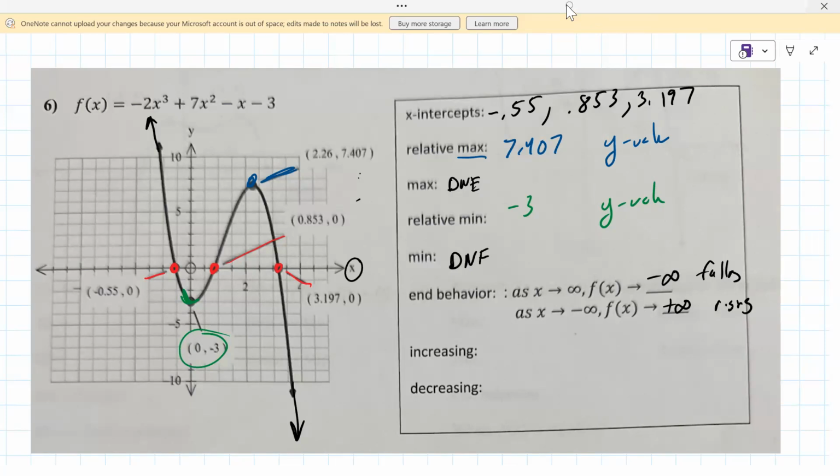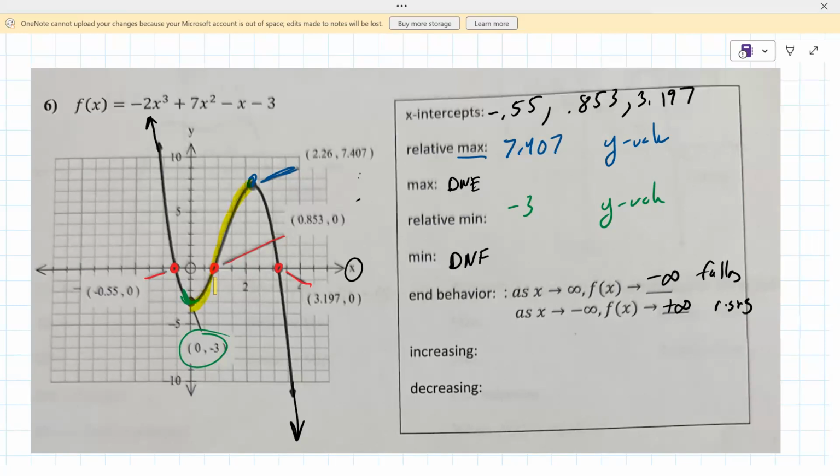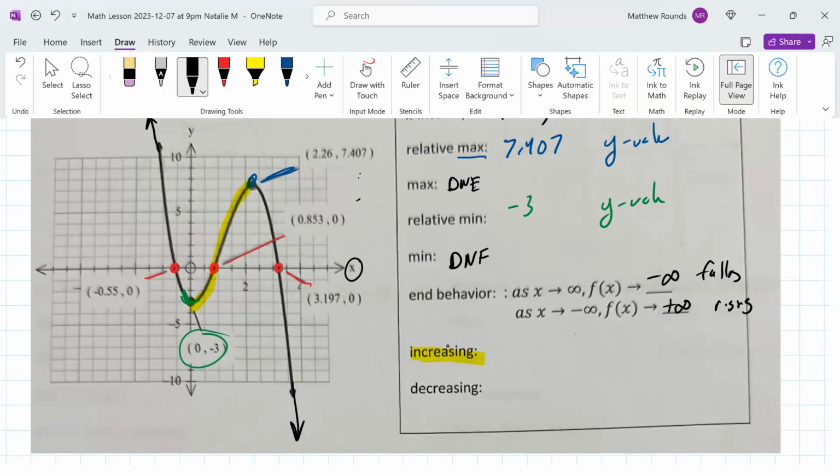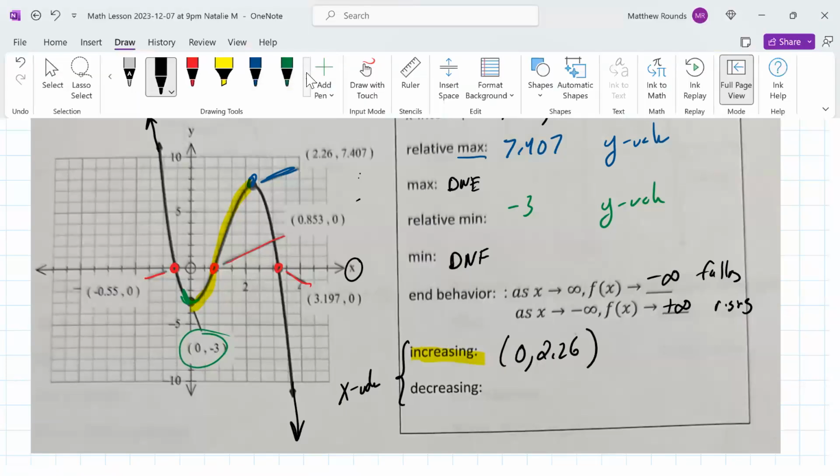All right, so I'm going to highlight where it's increasing in this yellow here. You want the x values. For increasing and decreasing, it's only the x values that you care about. What are the x values? Would it be 0 and 2.26? Good. Decreasing, I'll highlight here in a different color.